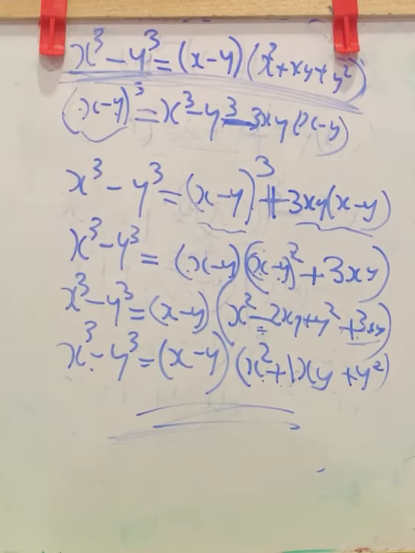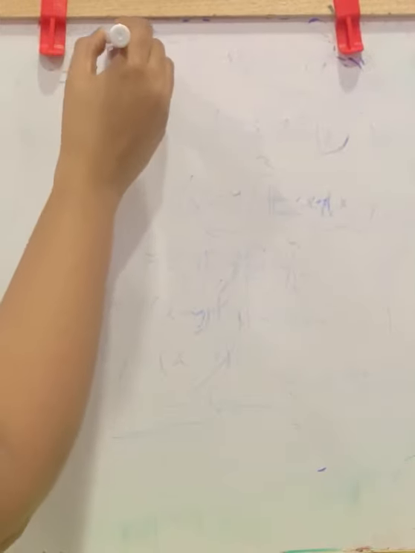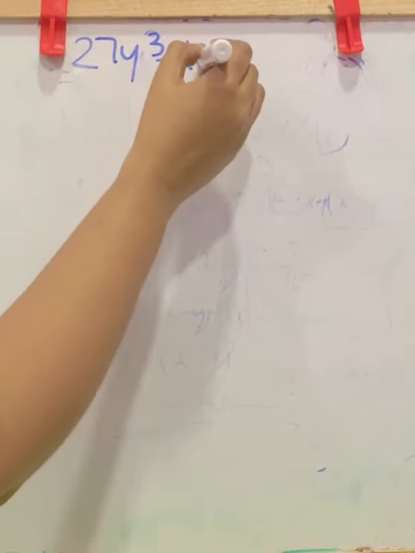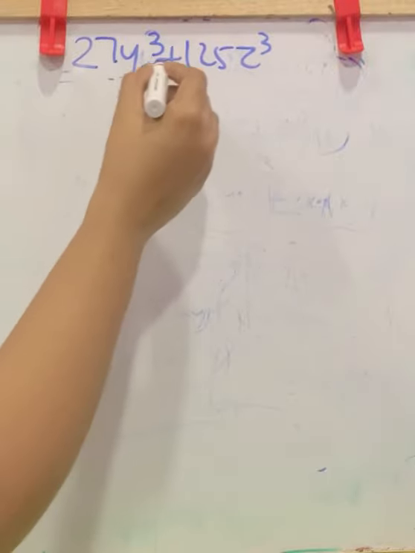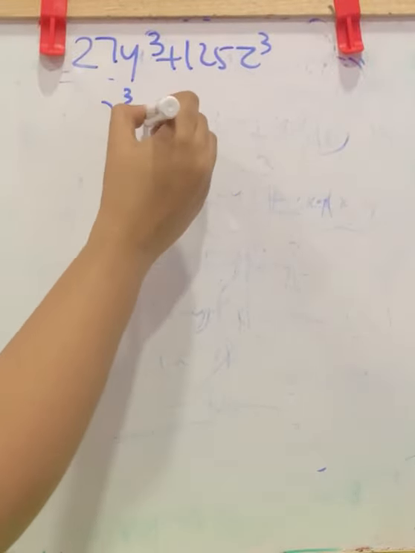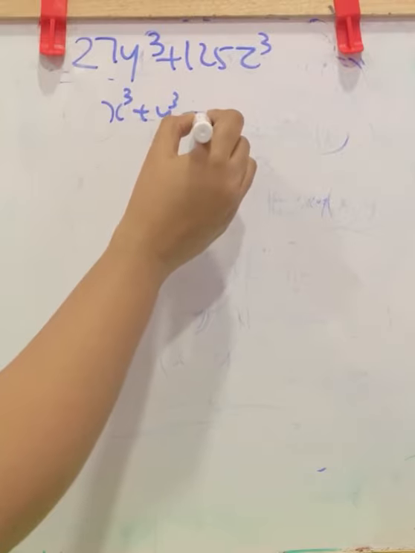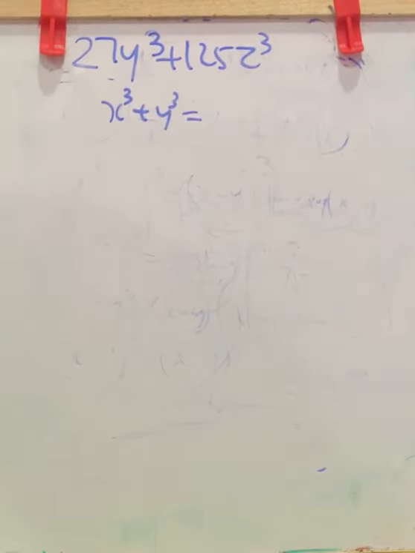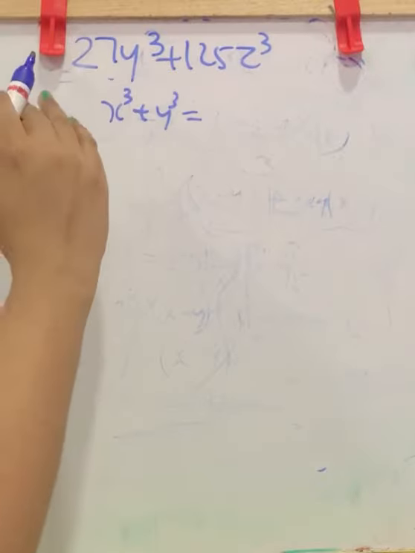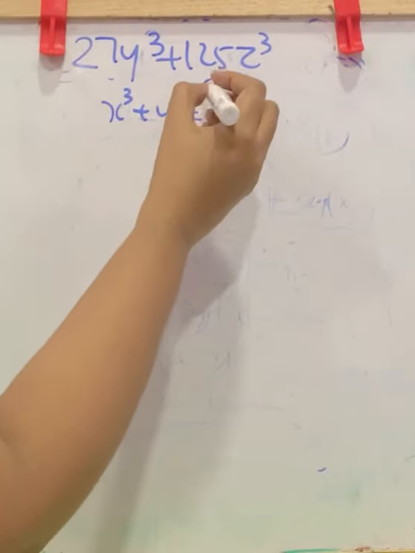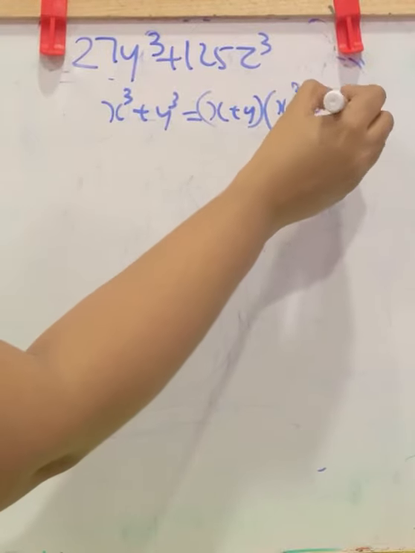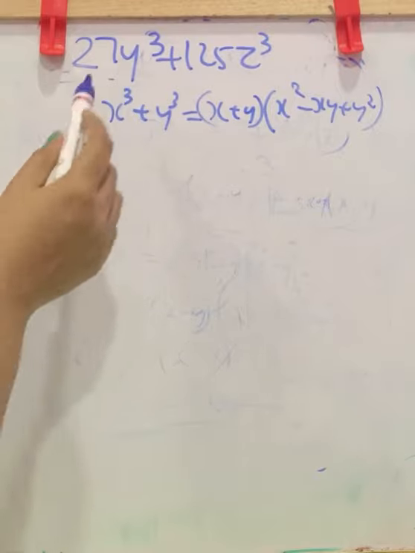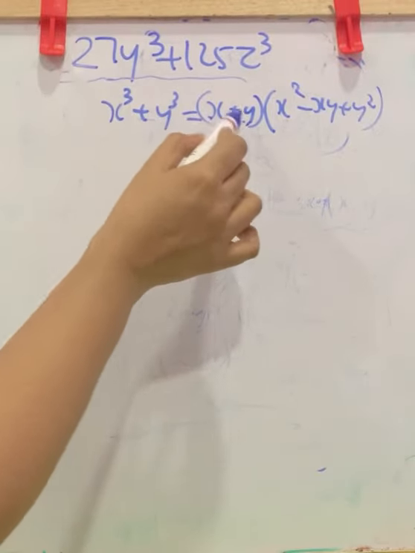x cube minus y cube is equal to x minus y into x square plus xy plus y square. Factorize 27y cube plus 125z cube. This is actually what we learned before, that is x cube plus y cube on the LHS part. This is equal to, we know the expansion from the previous question, we answered and we verified the LHS and RHS part, that is RHS part was x plus y into x square minus xy plus y square. So for this you want to find x and y from this.